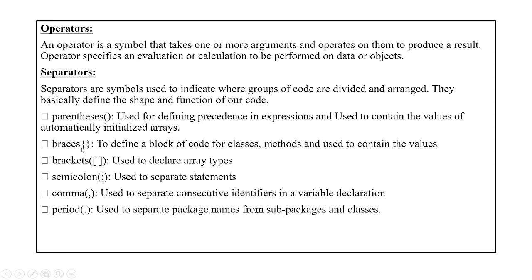And we also use a braces, which is going to represent a block of code, and the square braces are used, that we call them as brackets, to declare array types. And semicolon is used as a statement separator. Comma is used as a separator for variables, and period is going to represent a separator between the package name and sub packages or classes.